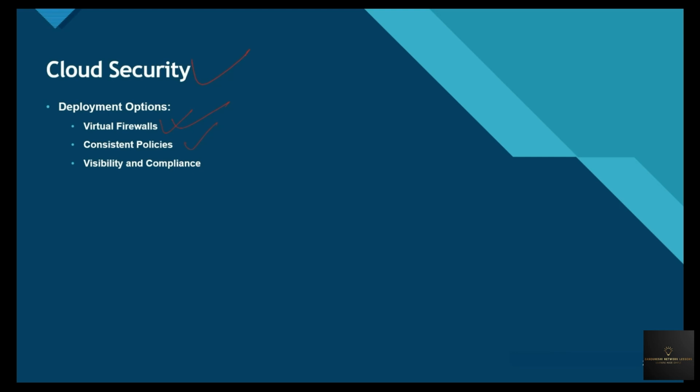Deploy Palo Alto's virtual firewalls directly within cloud environments like AWS. You have Azure, and you can also deploy this in GCP and maybe others like Oracle and so on, right? You can do that. Next is consistent policies. Ensure that security policies are consistent across both on-prem and cloud environments to avoid security gaps. Application usage and data protection policies should be enforced uniformly everywhere.